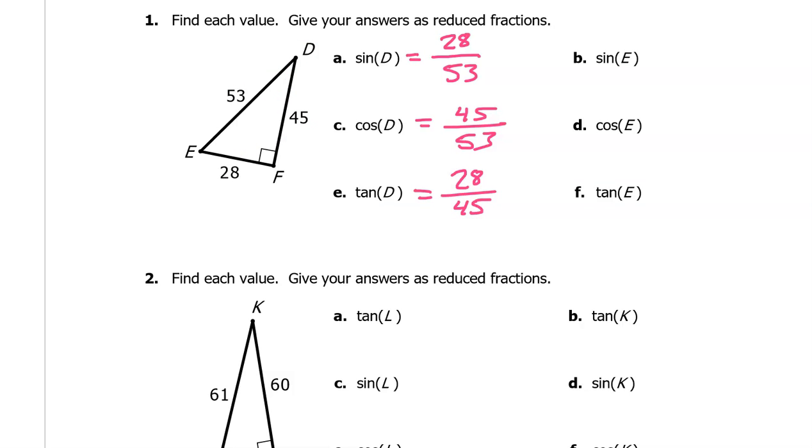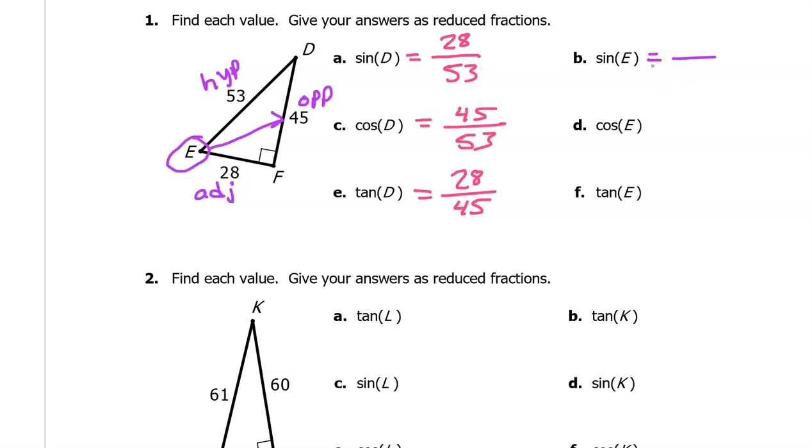Now let's switch gears and focus on angle E. So I'm going to go ahead and circle angle E now. 53 is still the hypotenuse. It is still across from the 90-degree angle. But if I draw an arrow going away from angle E, that will point at the opposite leg. The other side is the adjacent leg. So once again, I have opposite, adjacent, and hypotenuse.